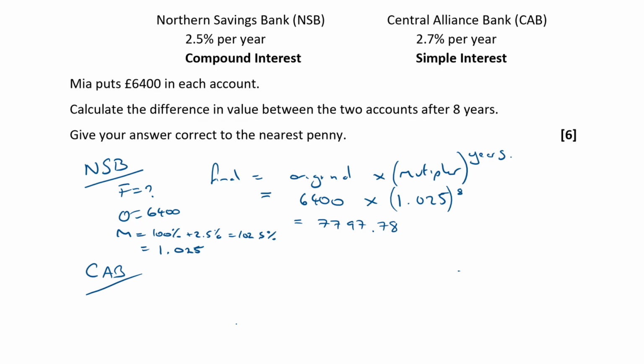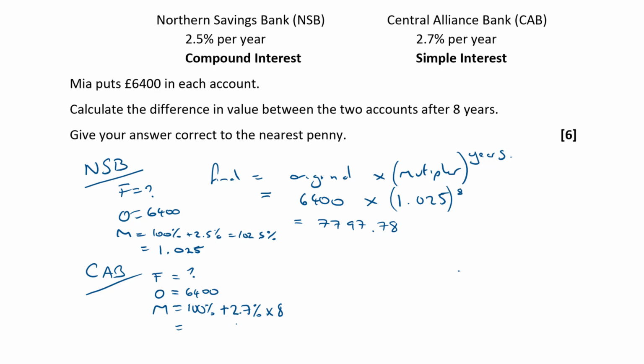Again, the final is going to be original times multiplier, but I need to find the multiplier a slightly different way here. Final is just the same, the original is just the same, still 6,400. Multiplier. Now I'm starting with 100%, and I'm going to be adding on 2.7% 8 times. So I'm just going to multiply that by 8 and work out one multiplier. So 2.7 in my calculator times 8, that comes out to be 21.6%.